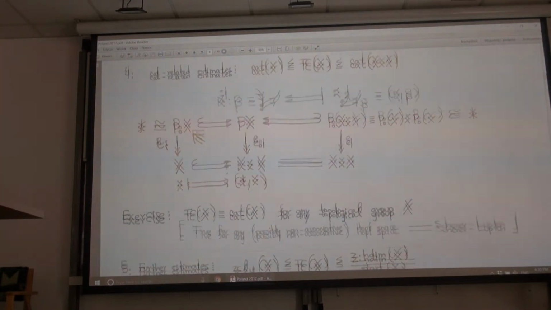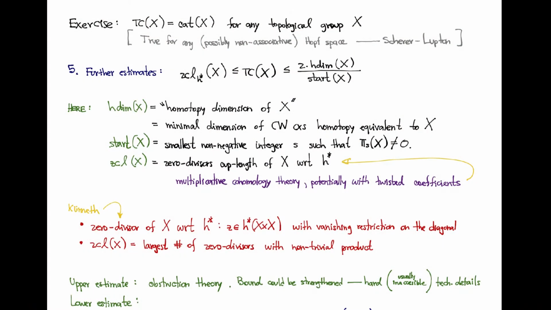The other basic property that I want to mention is that the topological complexity of a topological group is actually nothing new. It's just the category of the topological group, and this actually holds in more general terms. Namely, this is true for any Hopf space, not necessarily associative, and this is a result of Scherer and Lupton. This is useful to keep in mind because later on I will be talking about topological complexity of H-spaces or groups and stuff like that.